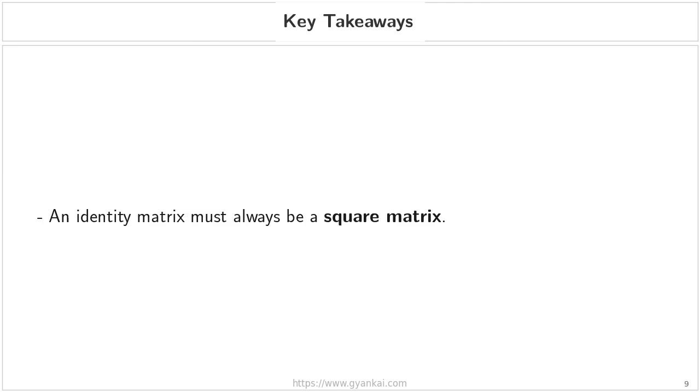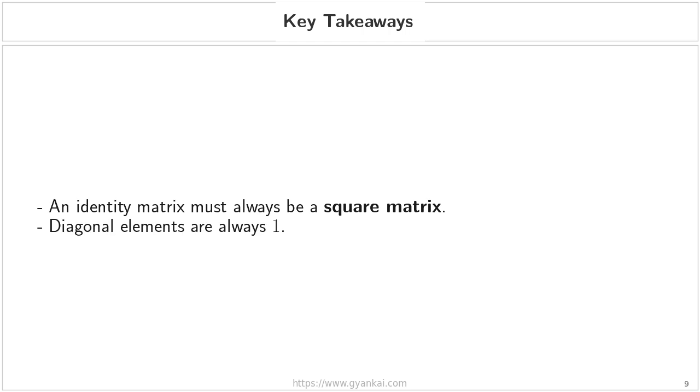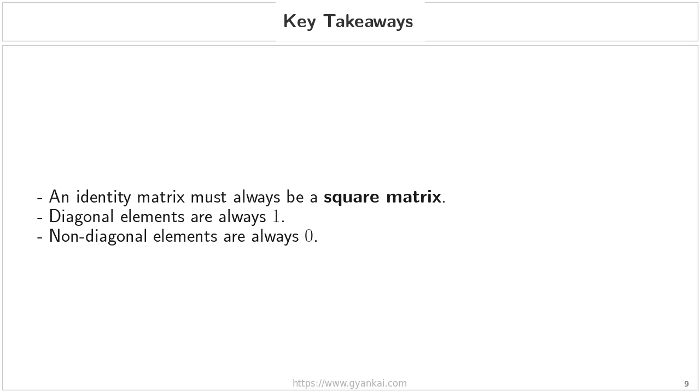First, always keep in mind that an identity matrix must always be a square matrix. This means the number of rows must be exactly equal to the number of columns. Second, as we saw in our examples, the elements located on the principal diagonal, running from the top left to the bottom right, must always be equal to 1. Third, every other element in the matrix, those that are not on the main diagonal, must be 0.